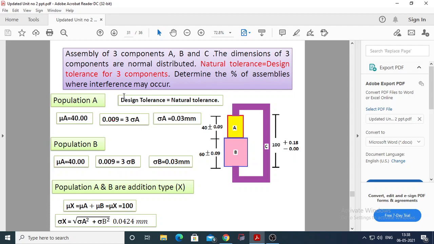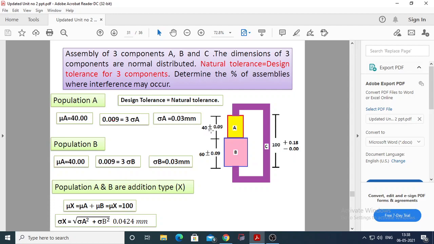First, I will write the given data. The design tolerance is equal to the natural tolerance. Population A is given: the mean value, or basic value, is 40, and the tolerance is plus or minus 0.09. We want to calculate the sigma A value for the population A component.